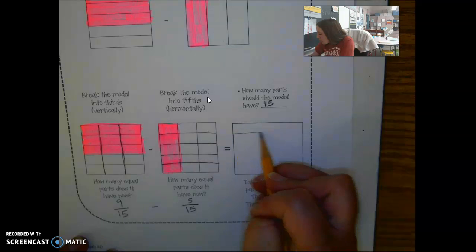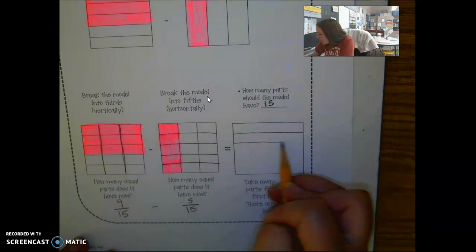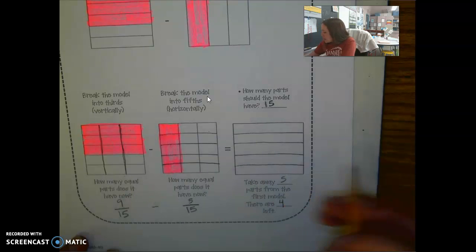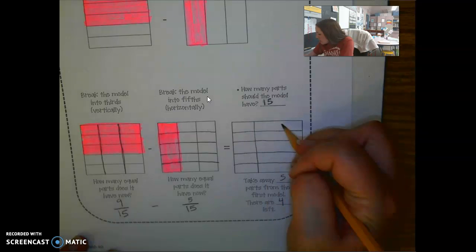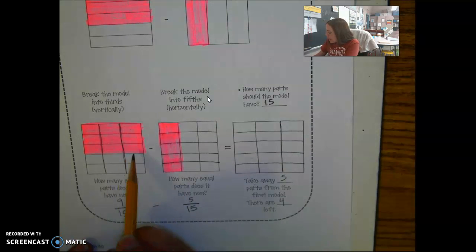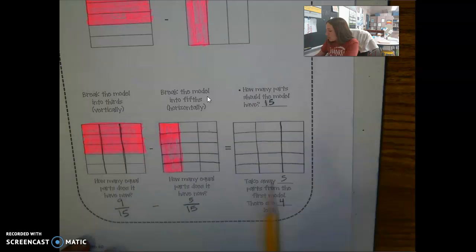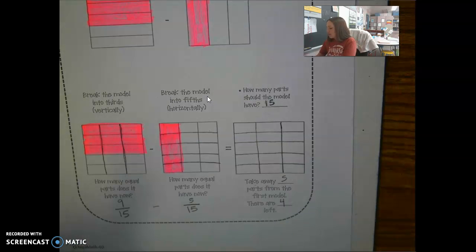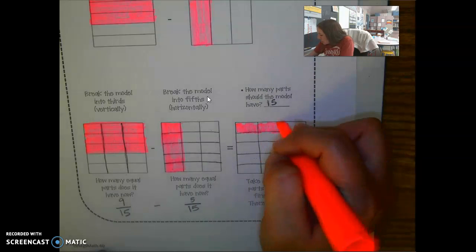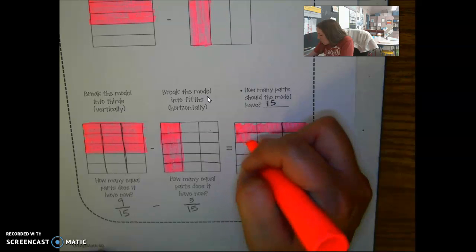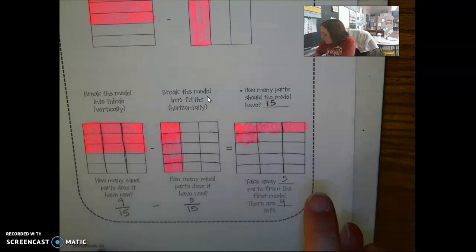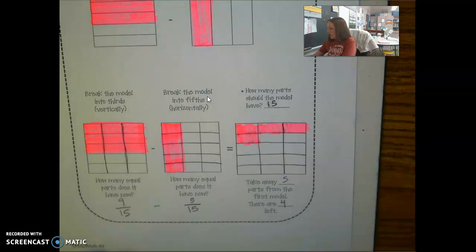Mrs. Wagner. I'm going to use my lines from across to make my fifths, and then eyeball my thirds. So we're taking away 1, 2, 3, 4, 5. So I started with my 9. Take away 5. I should only have 1, 2, 3, 4 left. Because if I take away 1, 2, 3, 4, 5, then I only have 4 left.